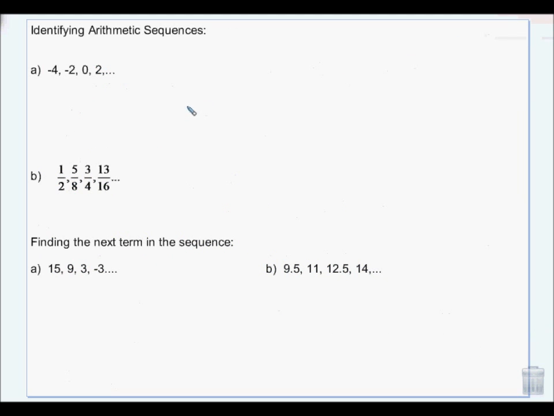How do we identify an arithmetic sequence? To go from -4 to -2, I have to add 2, right? And to go from -2 to 0, I add 2. To go from 0 to 2, I add 2. These are all the same, so yes, it's arithmetic.